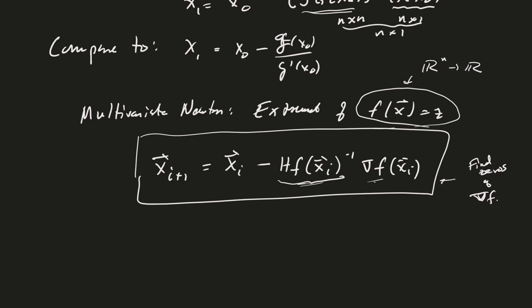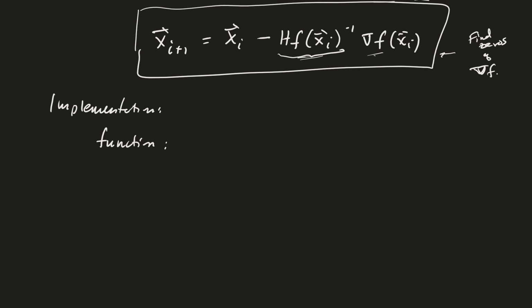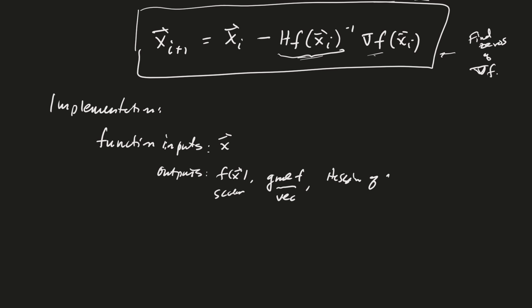The implementation of this is pretty straightforward. To implement this on the computer, basically what you need is just a function that inputs x and outputs, I would have it output f of x as well. F of x, that's a scalar. And then your gradient of f, that's a vector. And then your Hessian of f, which is your matrix. Okay. And then you just plug those into your formula and just start iterating.